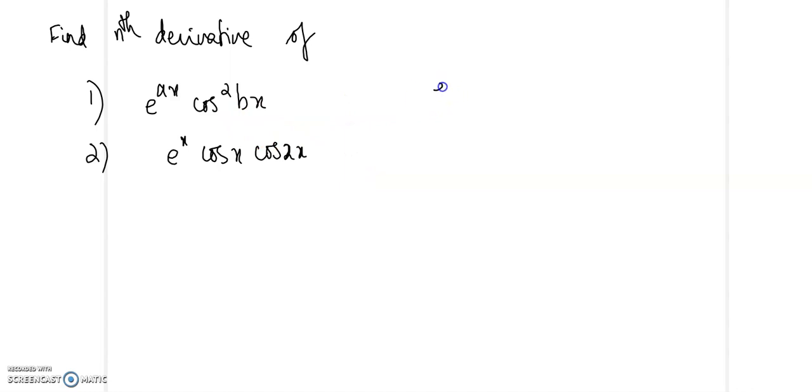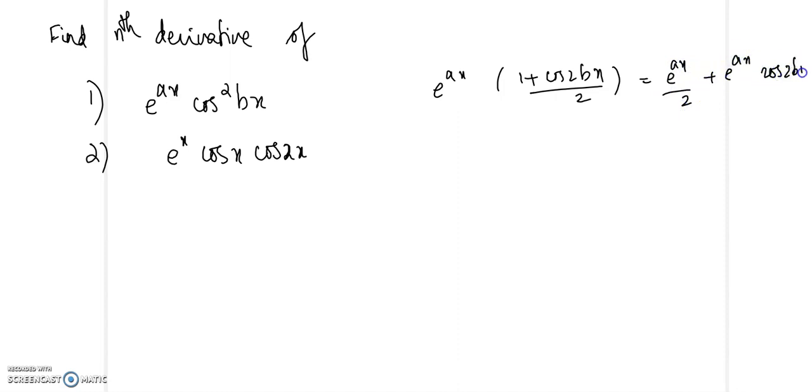Okay, here for e raised to ax cos square bx, this is 1 plus cos 2bx by 2. So the first term is e raised to ax by 2, then e raised to ax cos 2bx by 2. In the first term, it will be the nth derivative of e raised to ax, and here it will be the product form. So please complete these two.